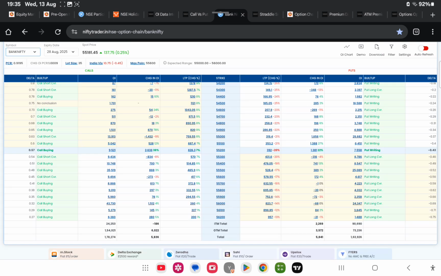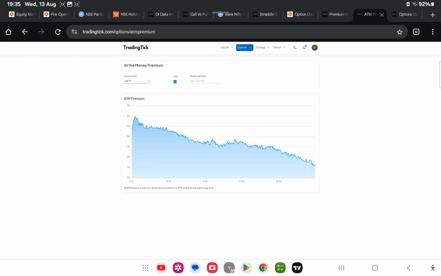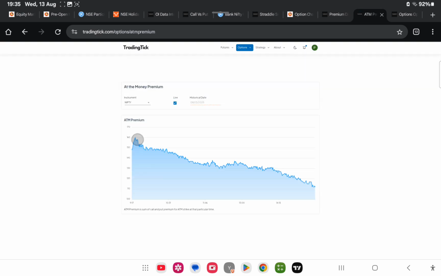When you check Bank Nifty, it is 154 versus 73. Bank Nifty is having a resistance which is very strong. Okay, now since it's day 4, you could see how the premium from 160 it has melted down to 110. Okay, so this is expected.